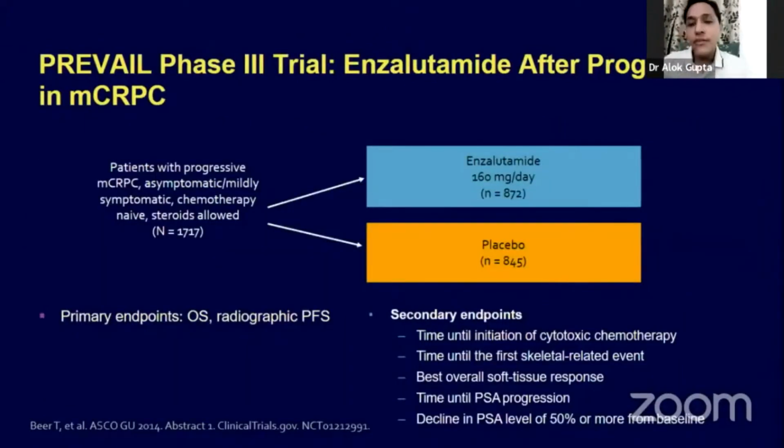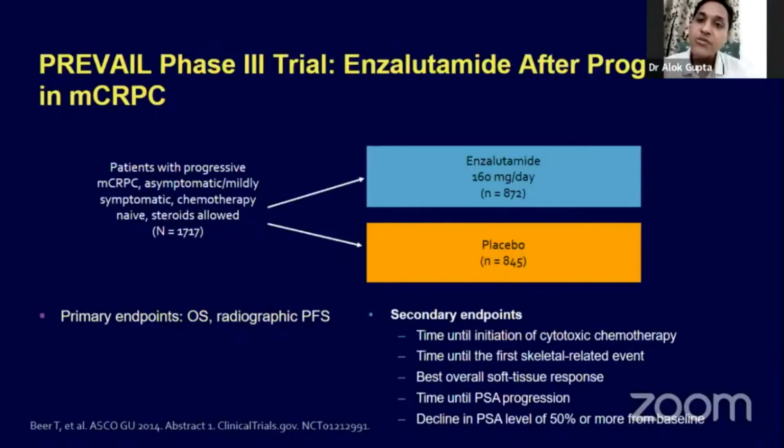Now, coming to the second part of my talk, taking the story forward and the benefits derived by the use of enzalutamide in CRPC. The phase 3 trial Prevail was conducted in patients who had not been previously treated with docetaxel. So these were mCRPC patients, asymptomatic or mildly symptomatic, but chemotherapy naive.